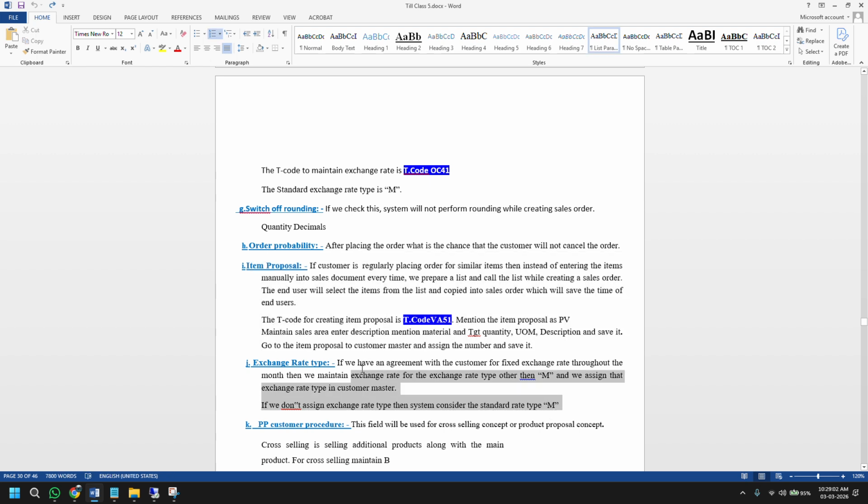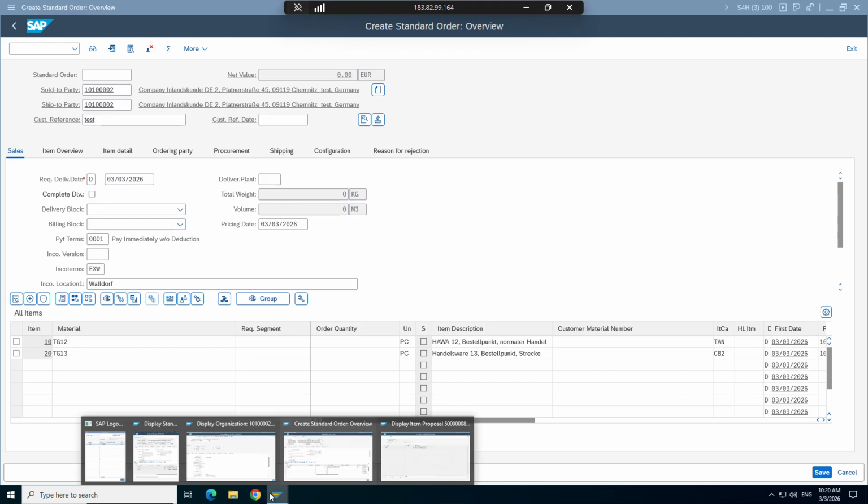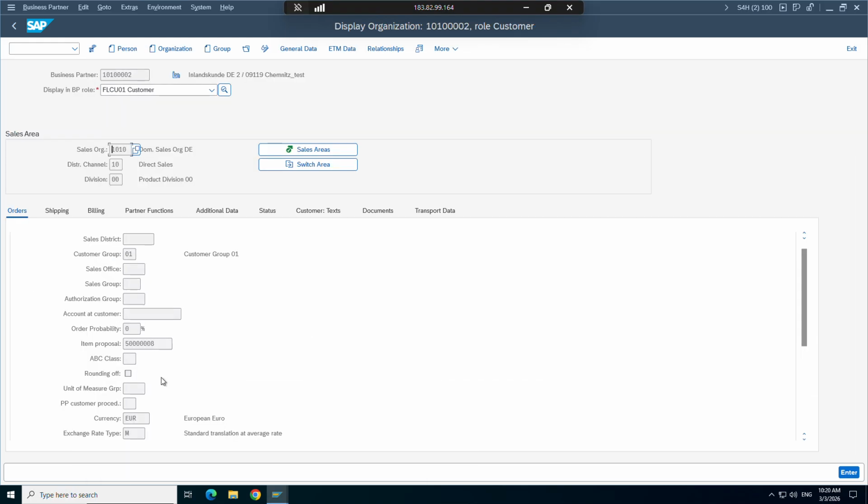Now exchange rate type. Whenever exchange is happening, there are two things coming into the picture: the exchange rate type and the actual exchange rate value. Let's say from USD to INR you are converting. Then you have one thing. Okay, one euro is 100 rupees. Okay, let's go to customer master. Where is that currency? Right.